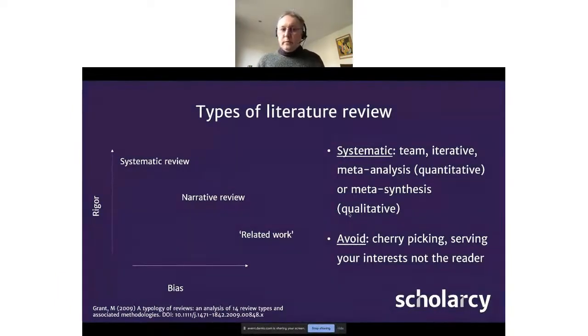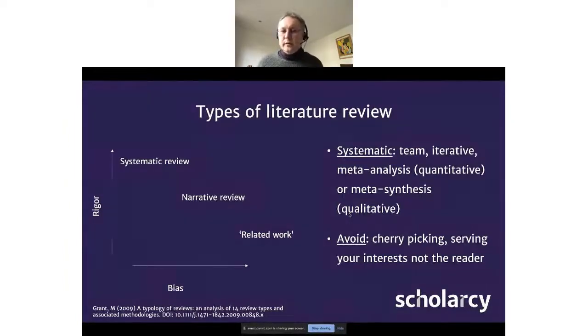Narrative reviews sit somewhere in the middle. They're not as rigorous as a systematic review. They may be slightly more biased. And this is your typical standalone review that you will write for your thesis or dissertation. And you want this to be a standalone piece of work that is still comprehensive and unbiased, but you may cast the net a bit wider in terms of the type of papers that you include. You may include non-peer-reviewed work, so you might discuss preprints or white papers or what we call grey literature, that might be government reports. So you might have a wider inclusion criteria, but you still want to be thorough in terms of your analysis of each paper.